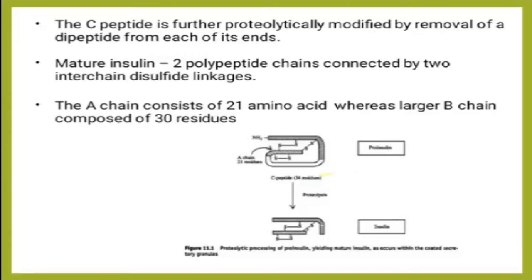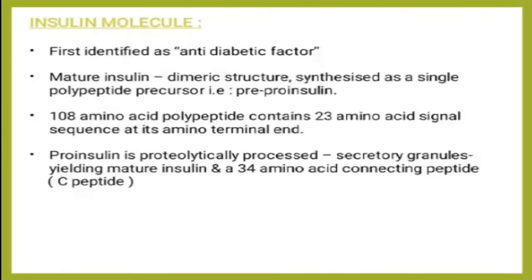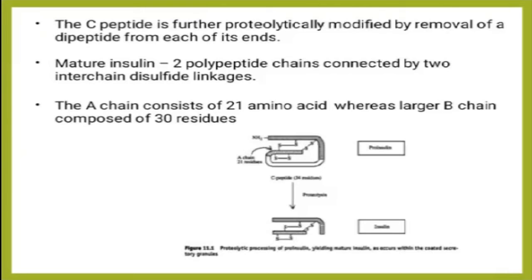Therefore, the C peptide undergoes proteolysis and forms mature insulin, which is also known as the A chain and B chain. The A chain consists of 21 amino acid residues and the B chain consists of 30 residues. These two chains are linked together by interchain disulfide linkages.